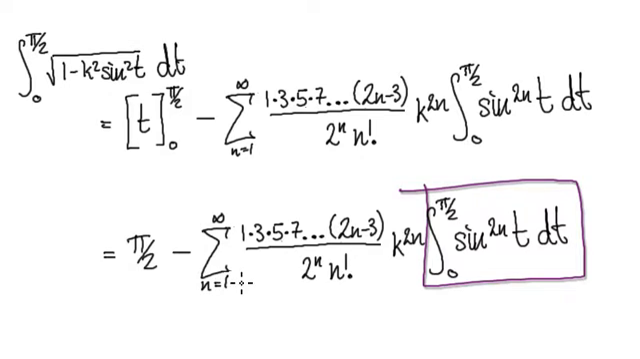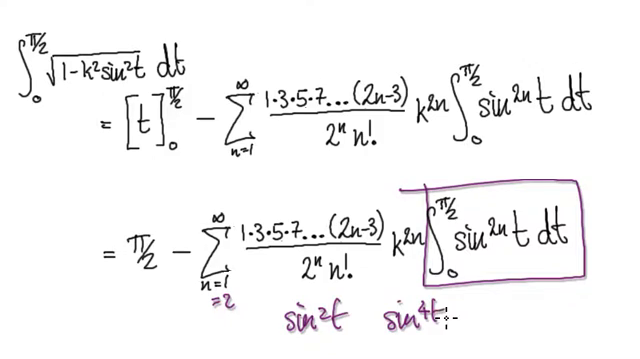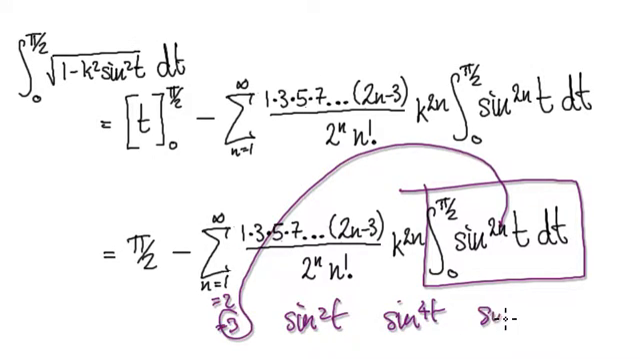So what's going on here is that n is moving from 1 to infinity. So when n equals 1, 2 times 1 will be 2, so we've got to be able to integrate sine squared of t. And then when n equals 2, 2 times 2 will be 4, so we've got to be able to integrate sine to the power of 4t. And then when n equals 3, we've got to be able to integrate sine to the power of 6t, and so on, up to infinity.